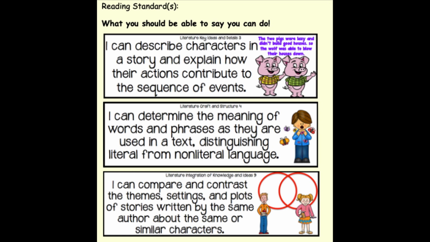Our first standard says, I can describe characters in a story and explain how their actions contribute to the sequence of events. Our next standard says, I can determine the meaning of words and phrases as they are used in a text, distinguishing literal from non-literal language. And finally, our last standard, I can compare and contrast the themes, settings, and plots of stories written by the same author about the same or similar characters.